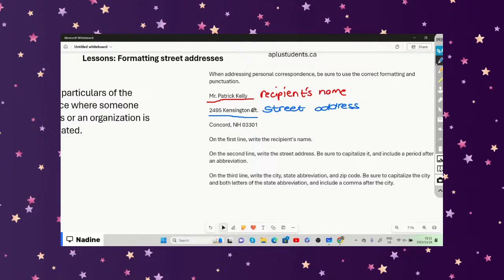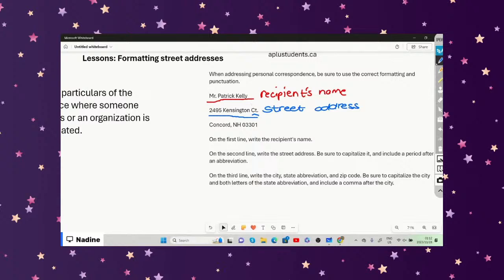Then we write the street address, which, for example, is Kensington, and for example, street or city. After the abbreviated word, which is CT, do not forget to add your period. Full stop, period. Right? If you abbreviate that word, you need to put a full stop or a period.